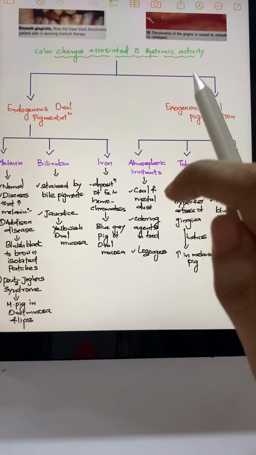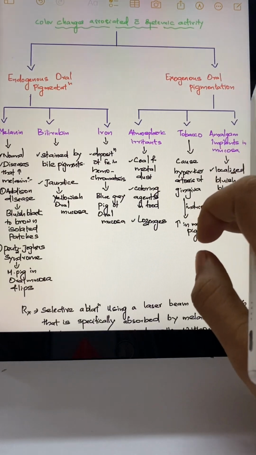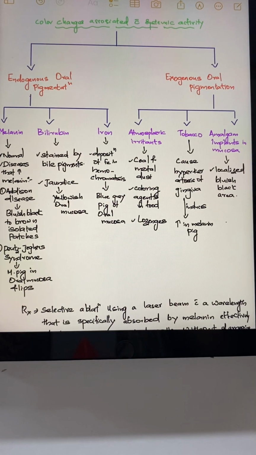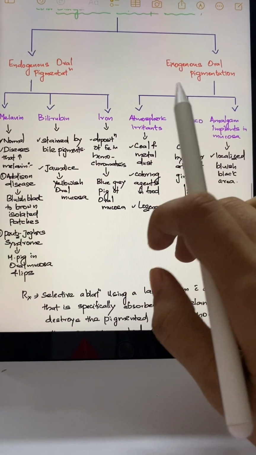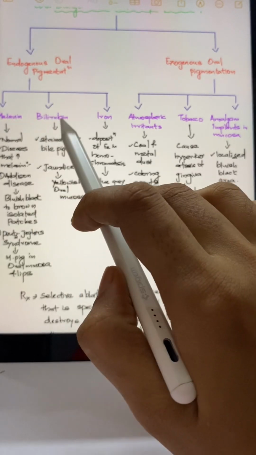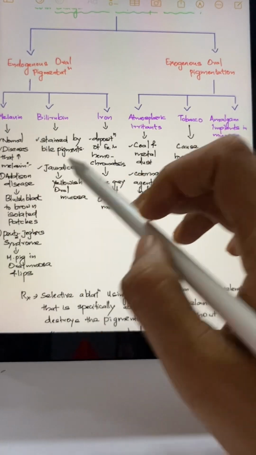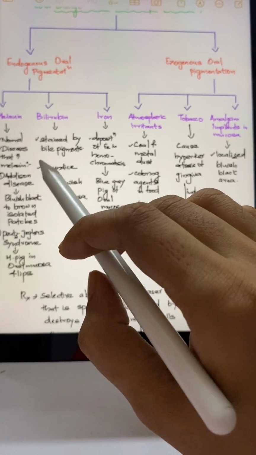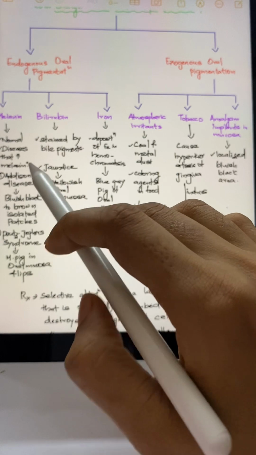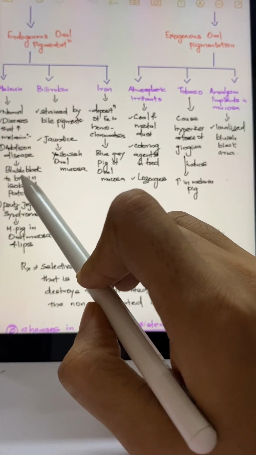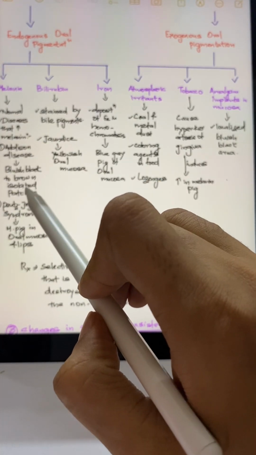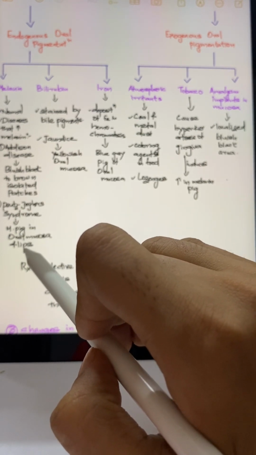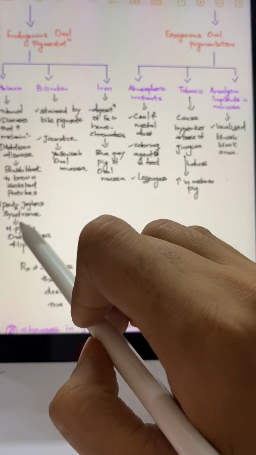Then color changes associated with systemic activity. This is broadly divided into endogenous oral pigmentation and exogenous oral pigmentation. Endogenous is again divided due to the melanin, bilirubin, and iron. So melanin, in the normal case we can see the melanin production, but in disease this melanin production can increase more, especially in Addison disease we can see bluish black to brown isolated patches, but in Peutz-Jeghers syndrome we can see the melanin pigmentation in oral mucosa and the lips.